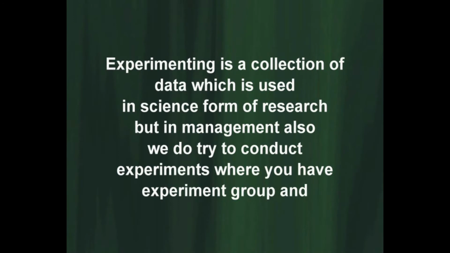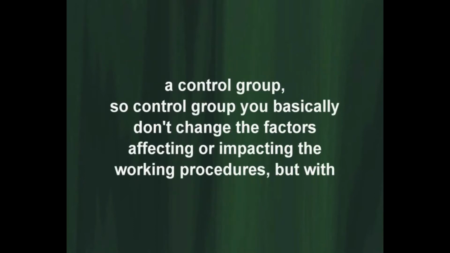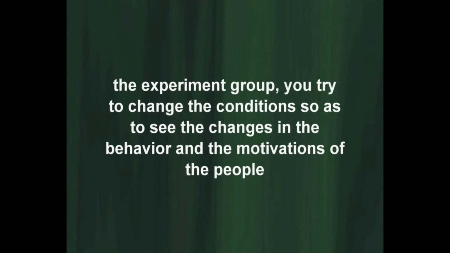Then it could also be experimenting. Experimenting is a collection of data basically used in scientific research, but in management also we conduct experiments where you have an experiment group and a control group. With the control group, you don't change the factors impacting the working procedures, but with the experiment group you change the conditions to see the changes in the behavior and motivations of the people. This could be designing a new incentive policy or a new environmental way of studying any kind of policy decision.